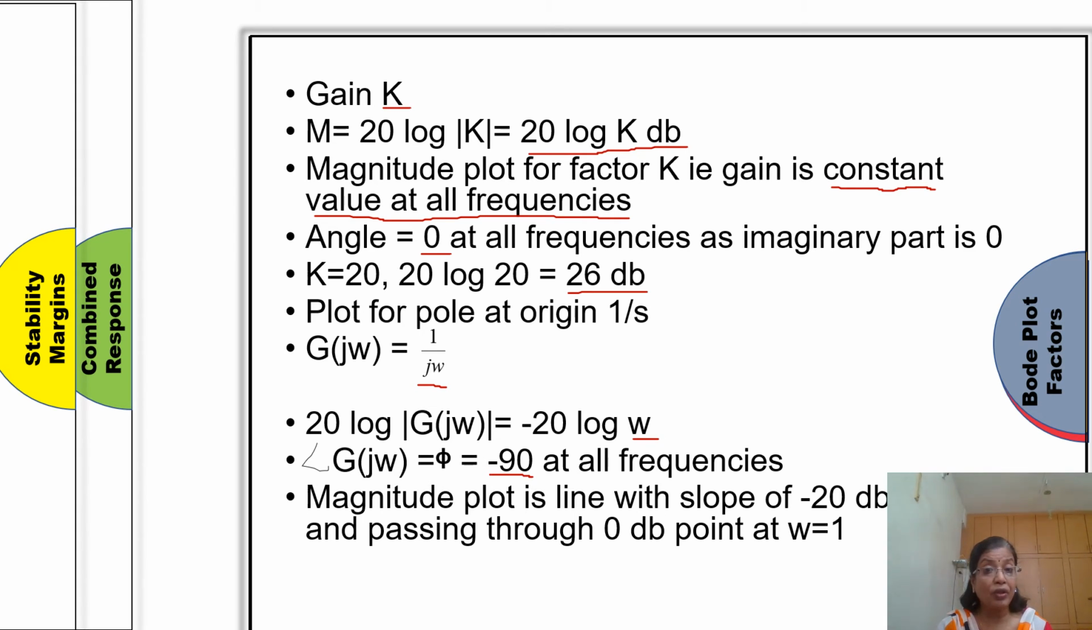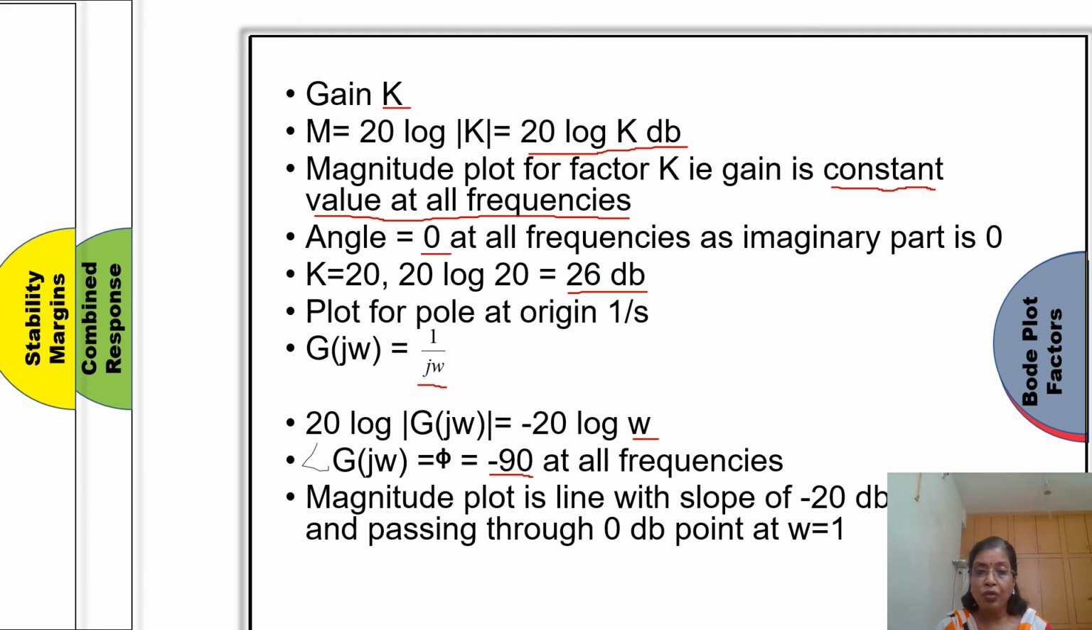At omega is equal to 100, log of 100 we know that it is 10 square. So it will be minus 20 into 2, that is minus 40, and so on. So we say that for a change of 1 decade of frequencies, 1 decade means omega is equal to 1, then 10, then 100, then 1000, and so on, so the ratio becomes 10. For change in 1 decade of frequencies, the change in the magnitude is minus 20 decibels.